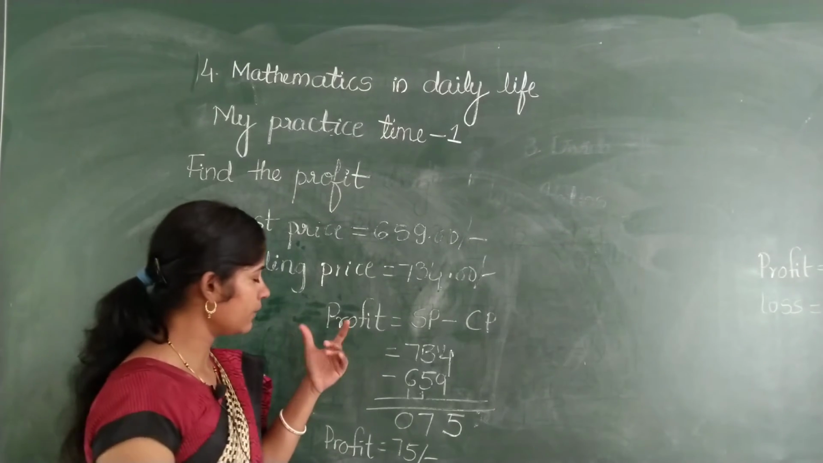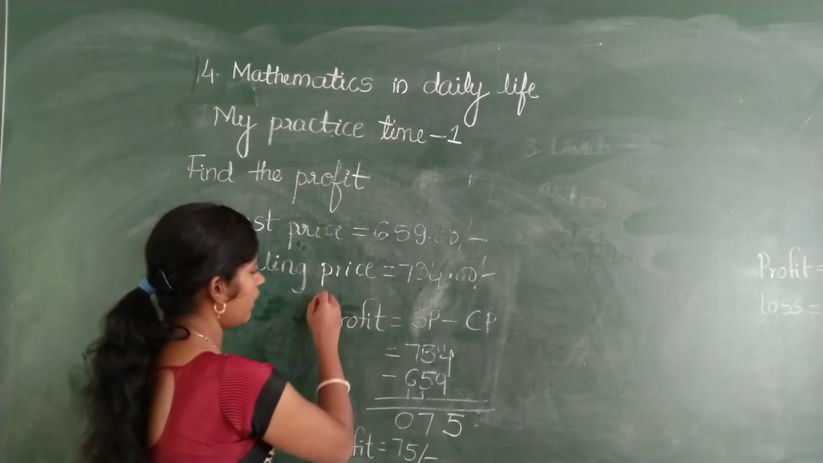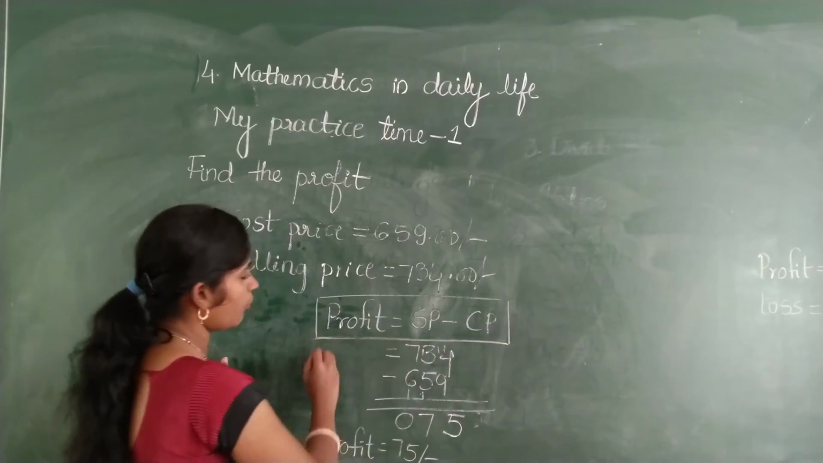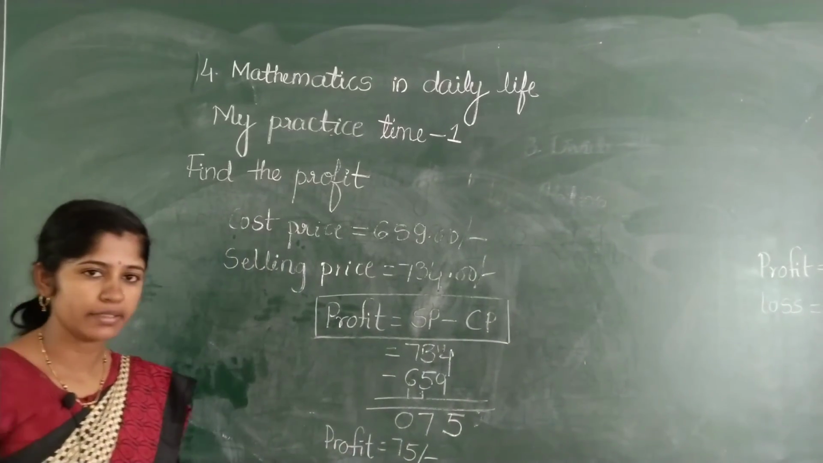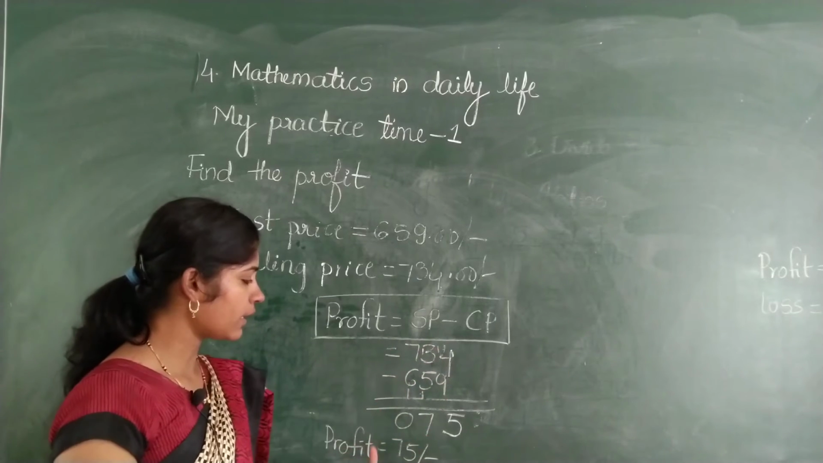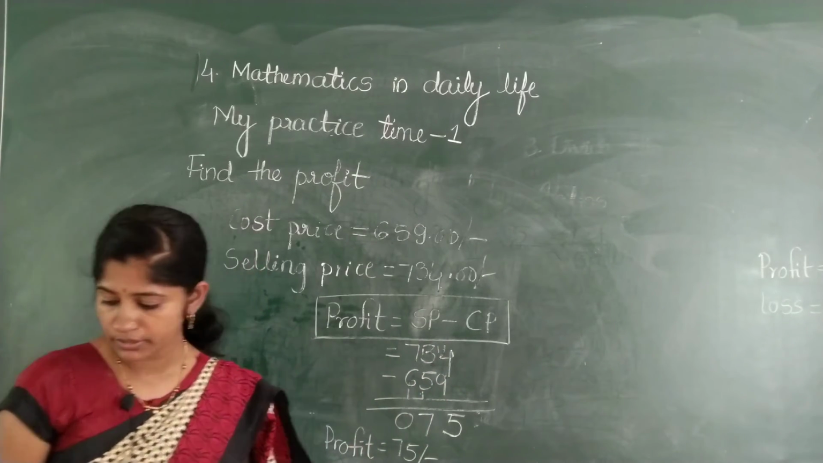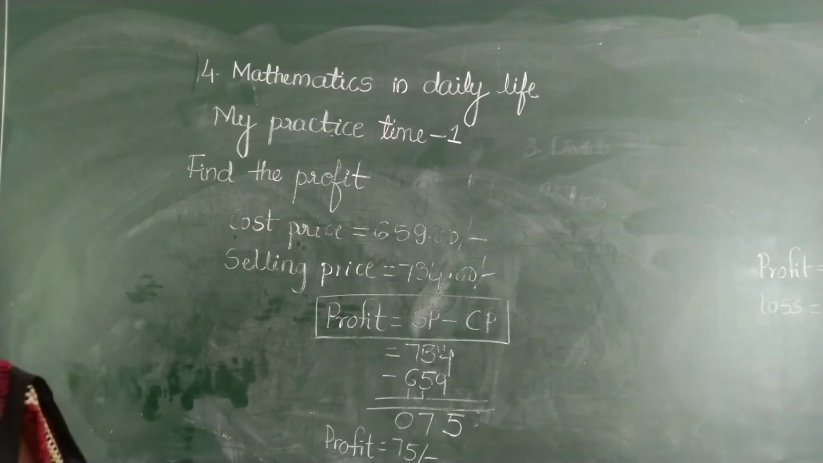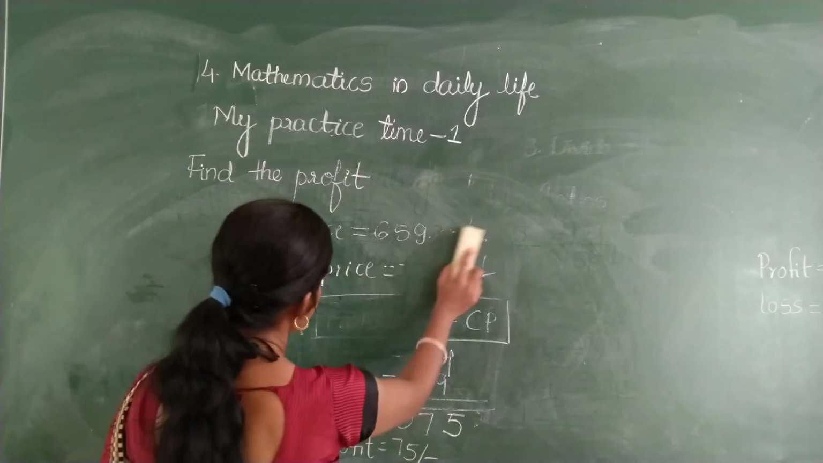See here, you know this formula. You have to know this formula. Profit is equal to selling price minus cost price. Subtract and you will get the profit of that thing. Next, I will take one more example.